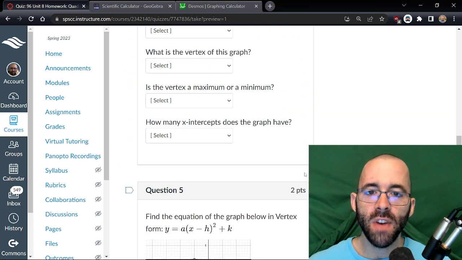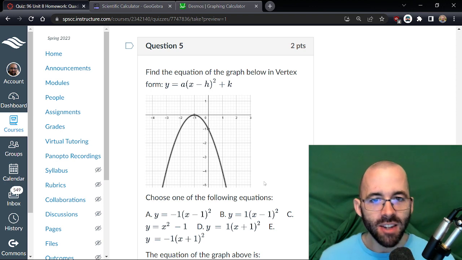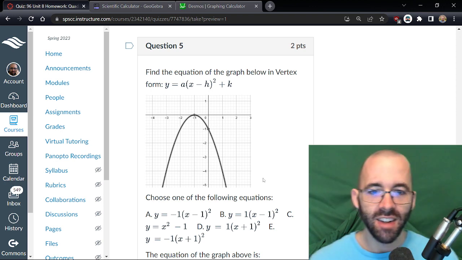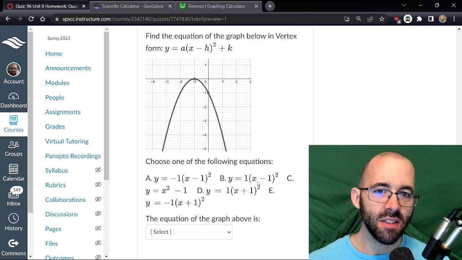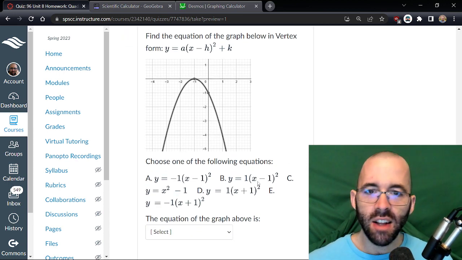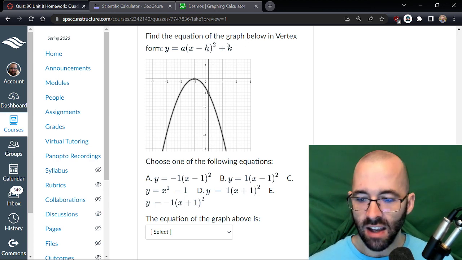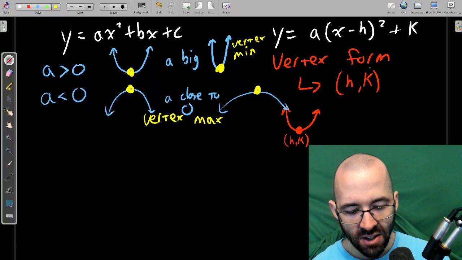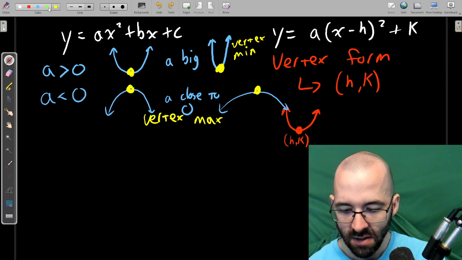Moving on to question number 5. Find the equation in vertex form. Hey, we talked about vertex form. And we have multiple choice. Let's not worry about multiple choice first. Let's start with the easiest part of vertex form, the h and the k. I said the h and the k are just the x and y coordinates of the vertex.